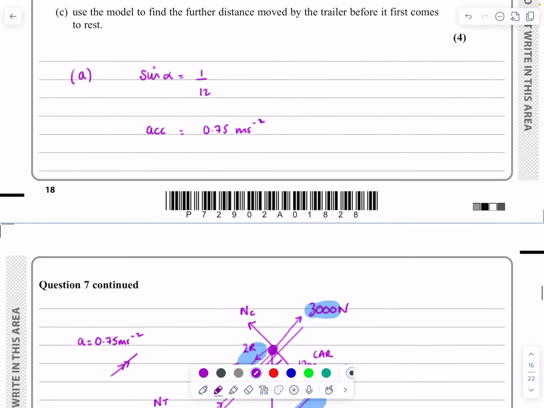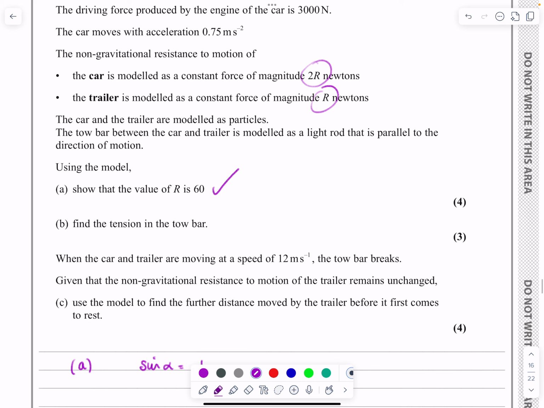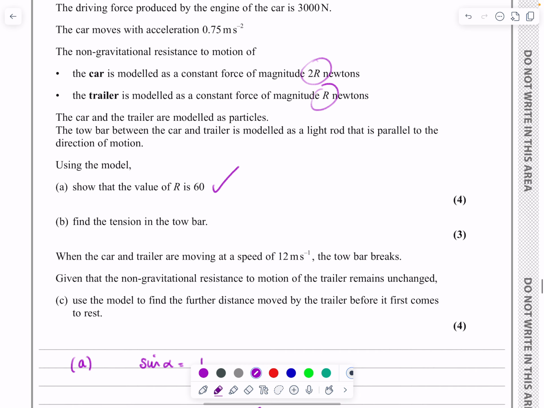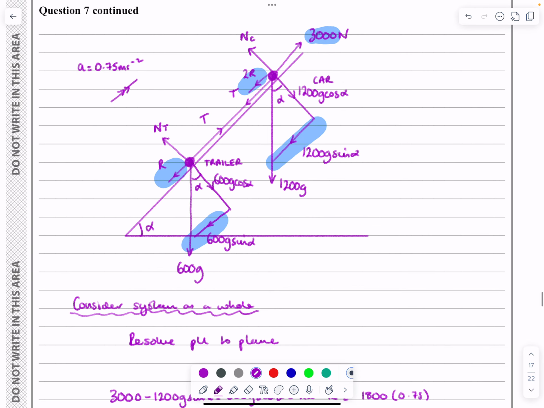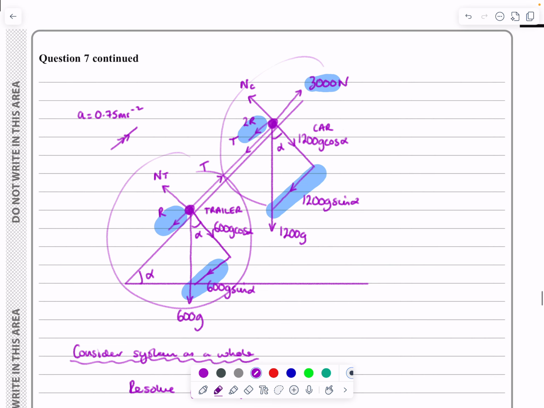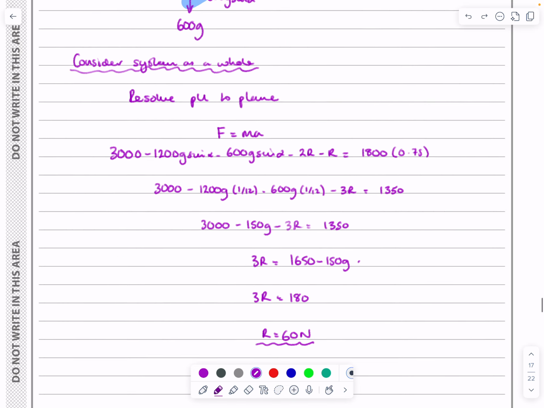newtons. And I went through enough method there simply because it did say show it's equal to it, so I didn't want to jump too quickly to the answer. Then it says find the tension in the tow bar. So if I'm going to find the tension in the tow bar, what I'm going to need to do is to either consider just the trailer or consider just the car. It doesn't really matter which one you do. I'm going to go with the trailer, I think.